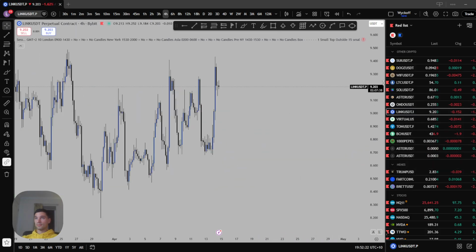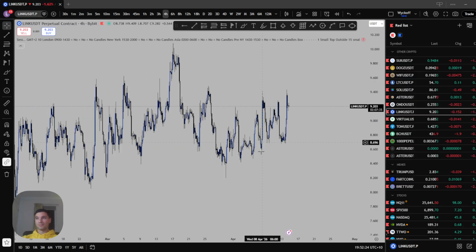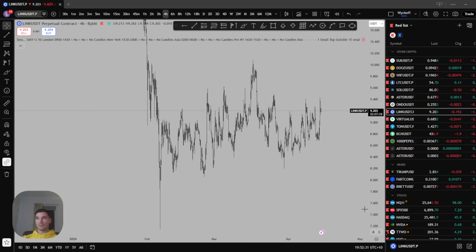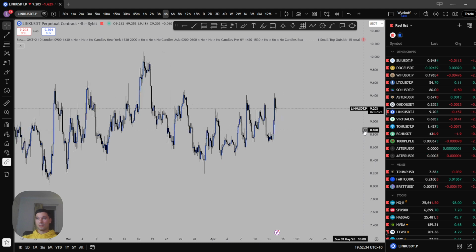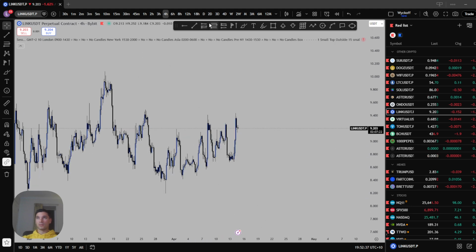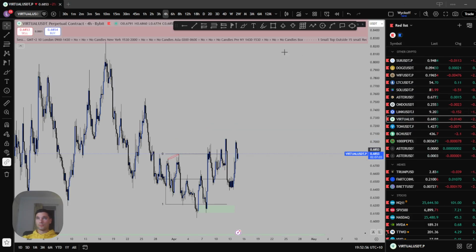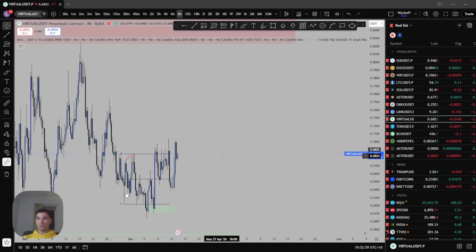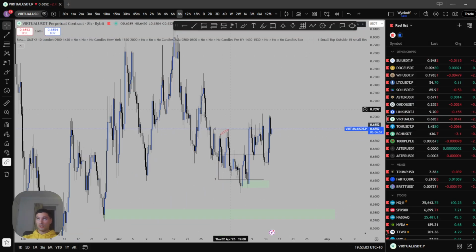Link. Just terrible, terrible price action. You can technically have this as your range, but you'll need a lot of a nicer return to zone, you know. I will not even be looking at that. Virtual. Nice accumulation model though here. Nice scalp, which if you took, well done. If you didn't take, unlucky.